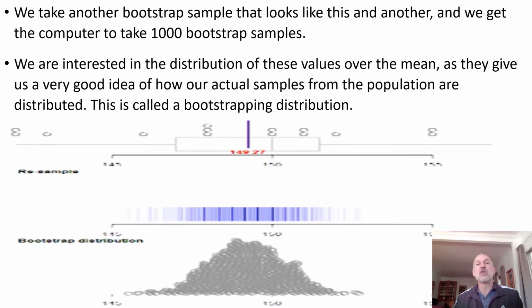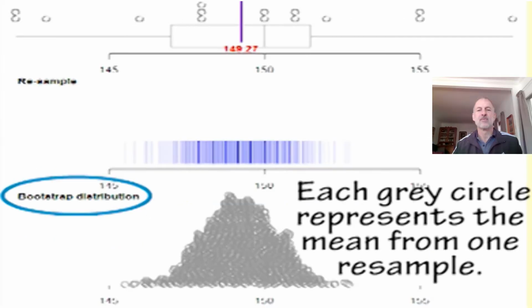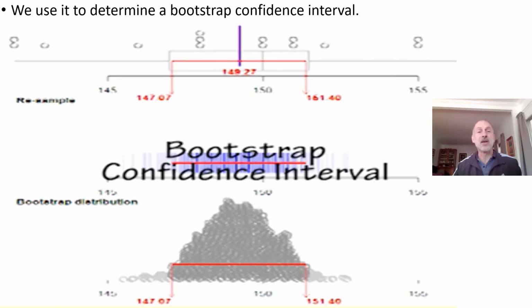We are interested in the distribution of these values over the mean, the center, as they give us a very good idea of how our actual samples from the population are distributed. And this is called a bootstrapping distribution. So each gray circle represents the mean from one resample. And now we can use it to determine a bootstrap confidence interval.